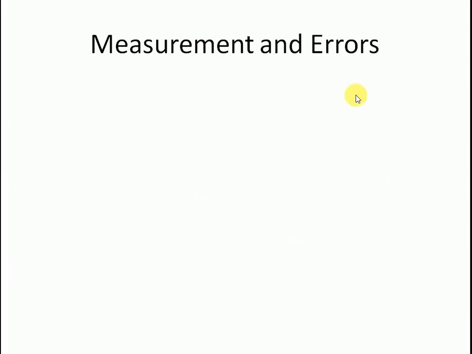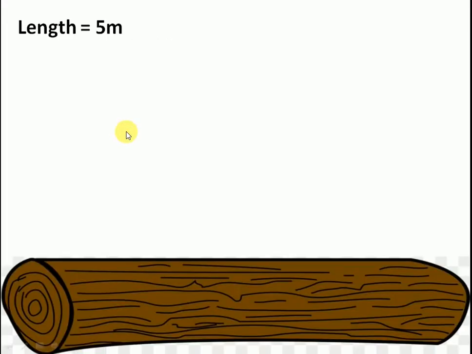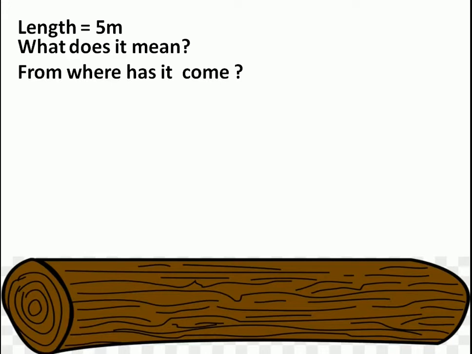Hello everyone, today in this video we are going to talk about measurement and errors, and after this video you should be able to calculate errors for a given set of measurements. So suppose the length of this log is 5 meter. Now the question is, what does it mean and from where has it come?